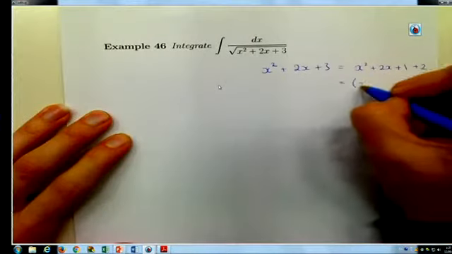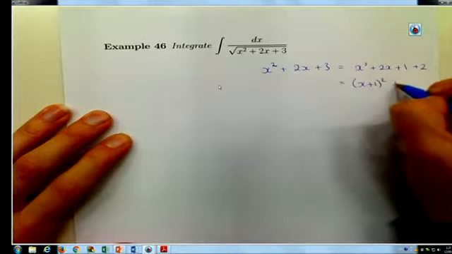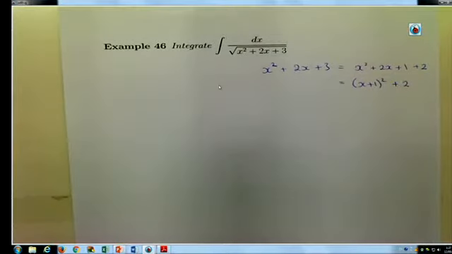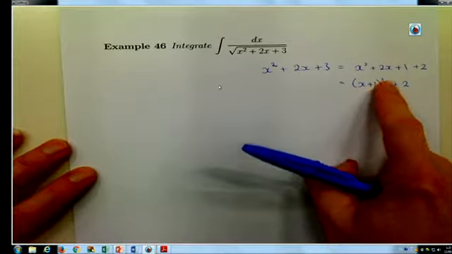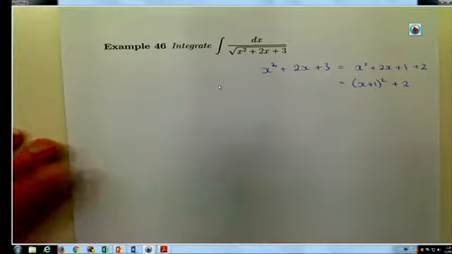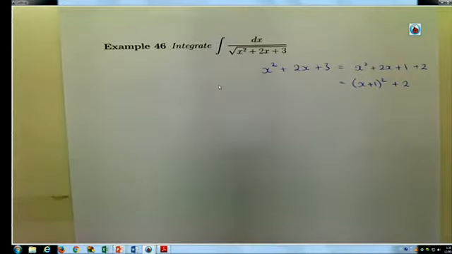All right, x plus 1 squared plus 2. So now I've got something like what I'm used to having, something squared plus a number. So that's going to be like this. Which one is it? This one here. Something squared plus a number. Okay?